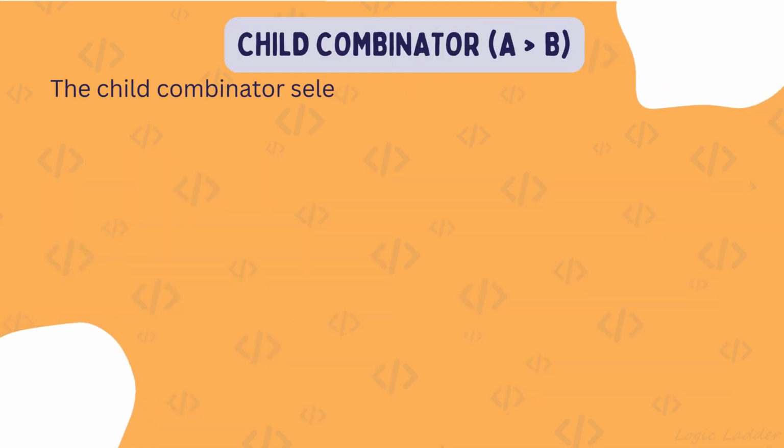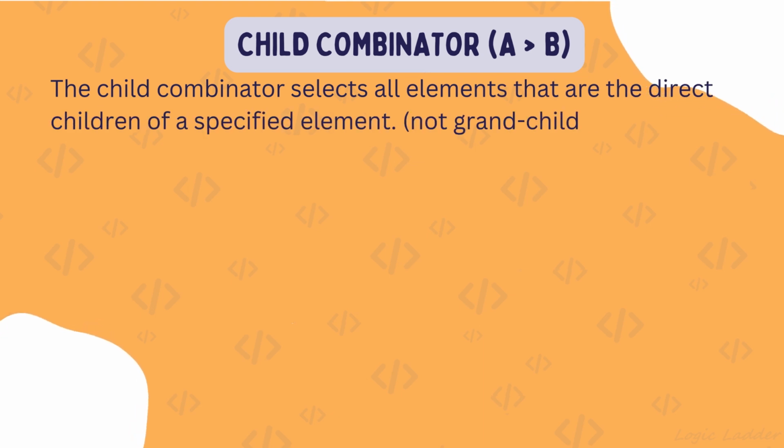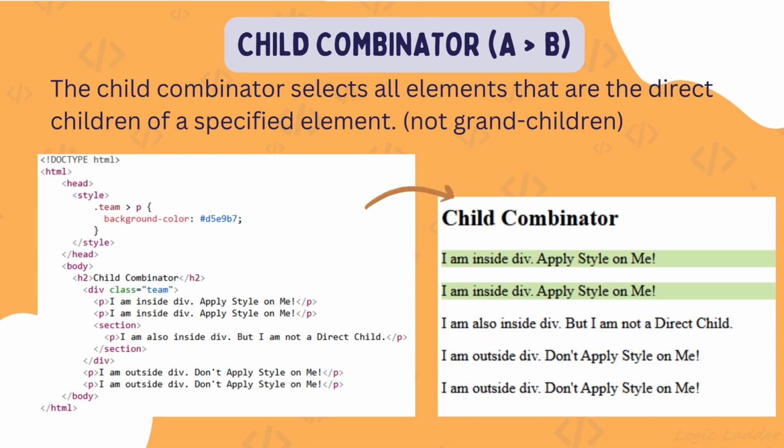The child combinator selects all elements that are the direct children of a specified element and not the grandchildren. For example, look at the HTML carefully. The style .team greater than p will apply styles on only paragraphs that are directly inside the div tag. It will not apply style on a paragraph nested inside any of the children. It will also not apply style on any paragraphs outside the div.